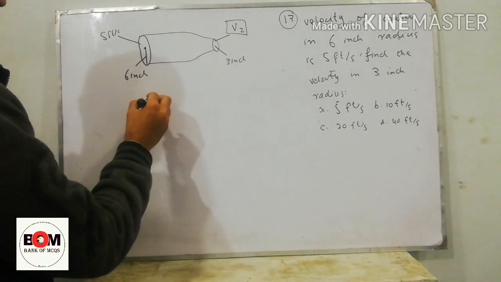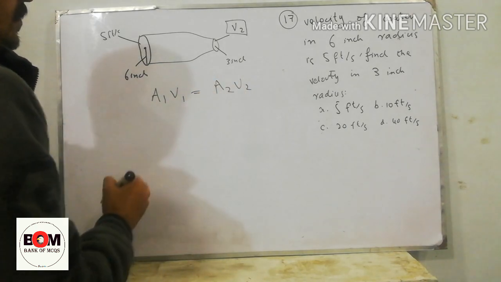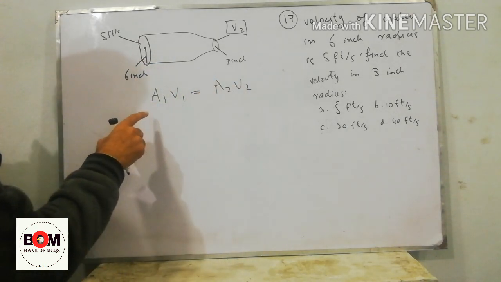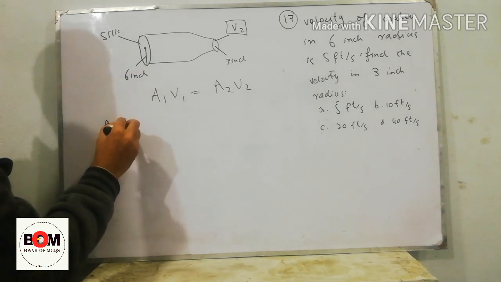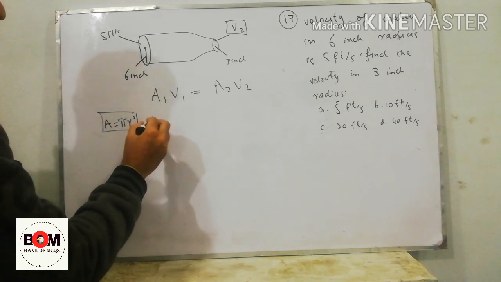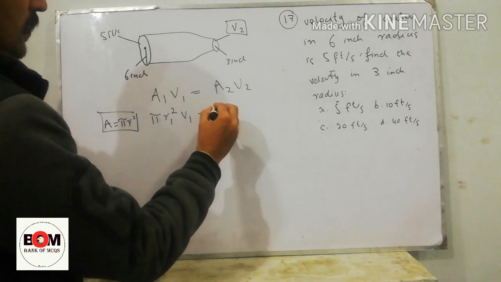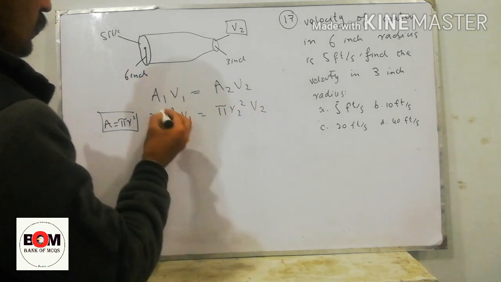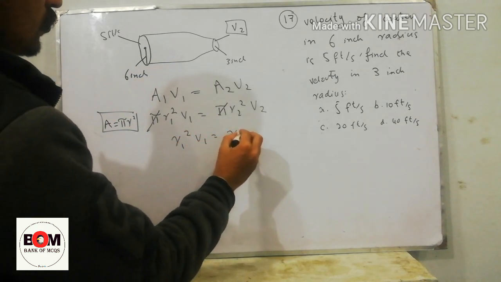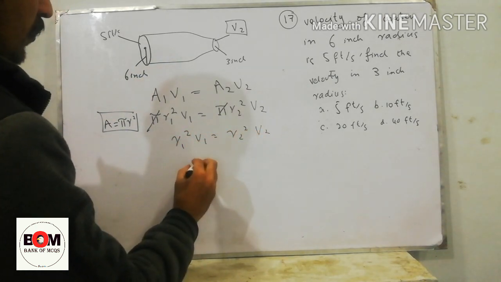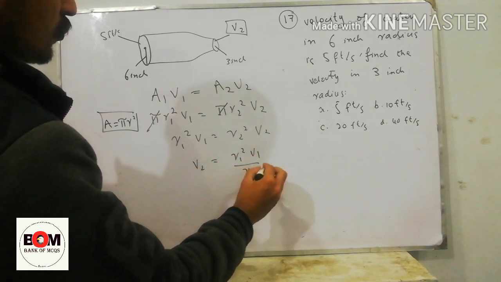From the continuity equation, A1 V1 is equal to A2 V2, but instead of area they have given us the radius. For a pipe, the area is equal to pi r square. So the equation becomes pi r1 square V1 is equal to pi r2 square V2. Pi cancels with pi, and we get r1 square V1 is equal to r2 square V2. So V2 is r1 square V1 divided by r2 square.